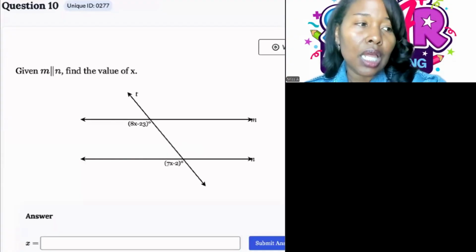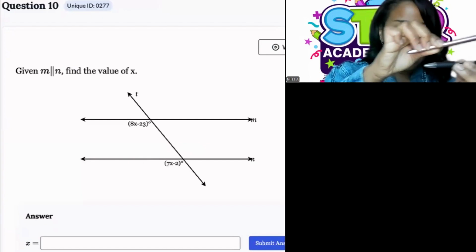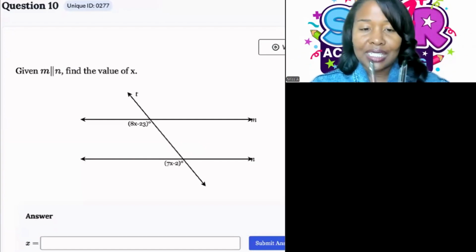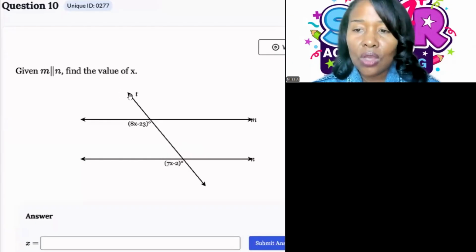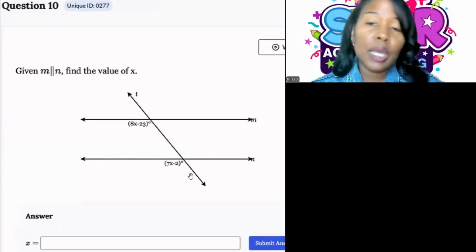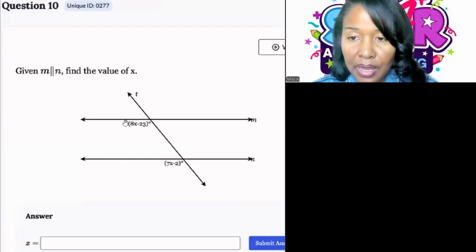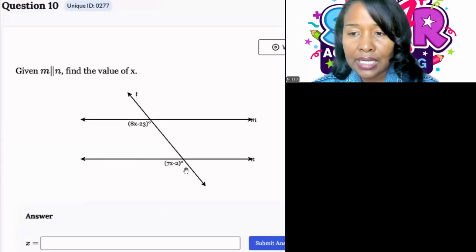Parallel lines are lines that have the same slope, that no matter how far they go, they will never intersect each other, right? They'll never cross. And then this line is called a transversal. It is the line that goes through both of those parallel lines. So I have a measurement here, 8x minus 23, and then I have 7x minus 2.